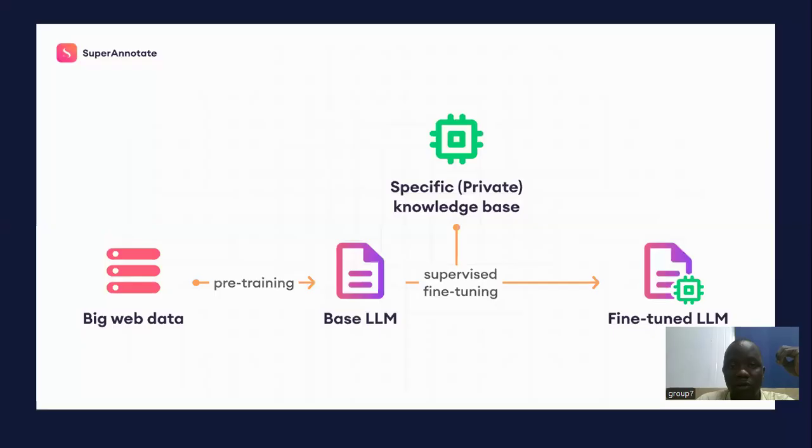Now, let me take you through this other diagram. This diagram represents the process of training and fine-tuning a large language model using both general web data and specific private knowledge bases. It is broken into steps: you look at the big web data, the base large language model, then the fine-tuned large language model.